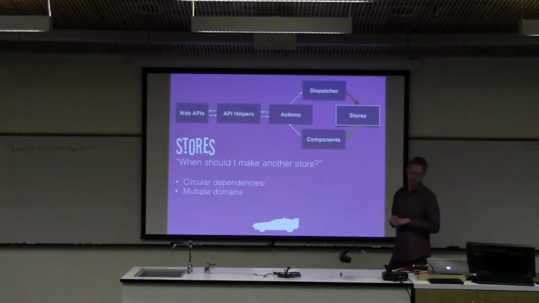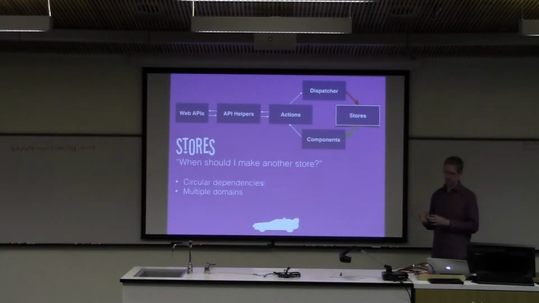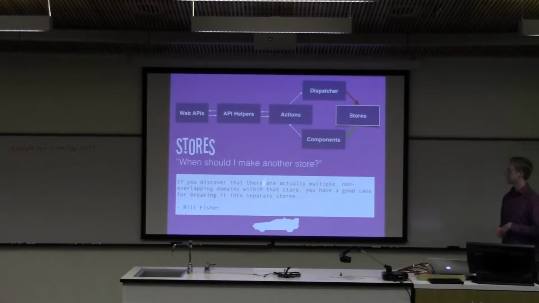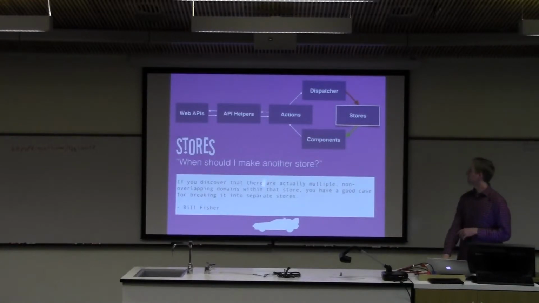Another reason why you might have multiple is just in trying to design your system so that each of these stores is very cohesive around what it stores and what it does. You might want to split your stores there. So Bill Fisher, who's one of the major contributors to the Flux reference implementation and the ideas from Facebook, says if you discover there are actually multiple non-overlapping domains, you have a good case for breaking that store into two. So it's kind of a good rule of thumb.